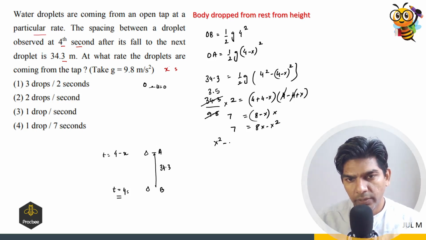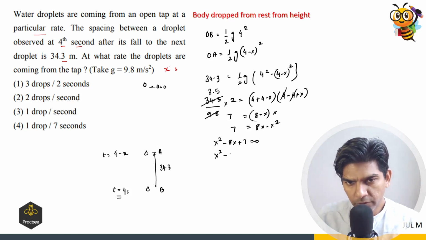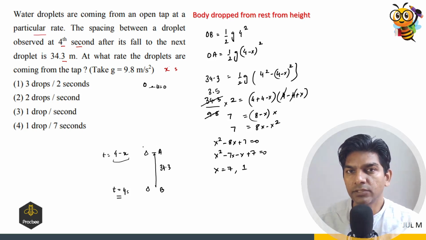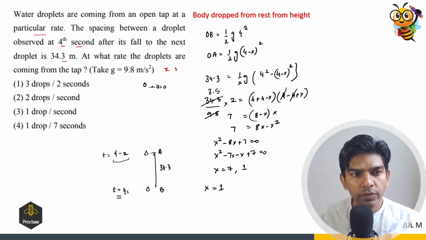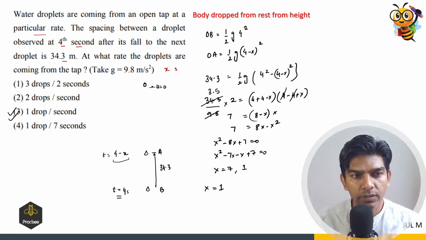So x square minus 8x plus 7 is equal to 0. Let us apply splitting the middle term. So it will be minus 7x minus x plus 7. So from this x comes out to be 7 or 1. x can't be 7, right? Otherwise this 4 minus x will be negative. So x has to be 1. Okay, so it means one drop is being released after 1 second. So option 3 is the answer.